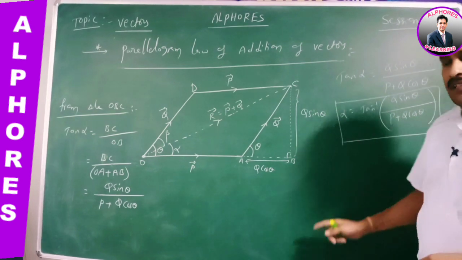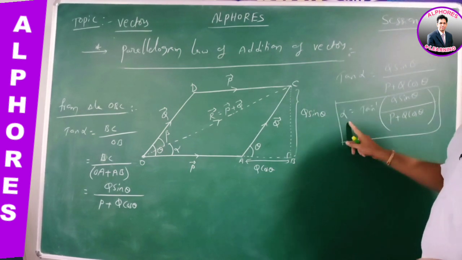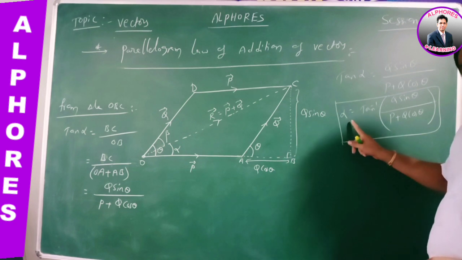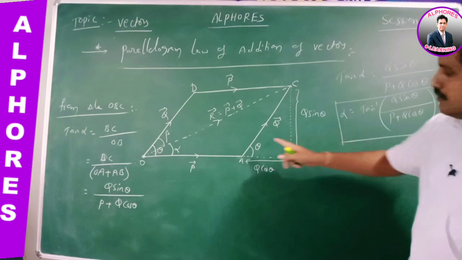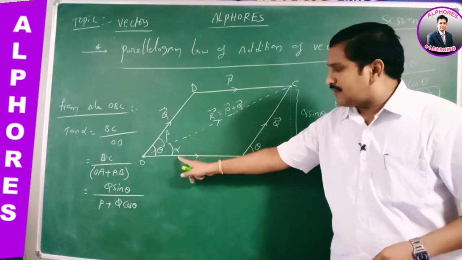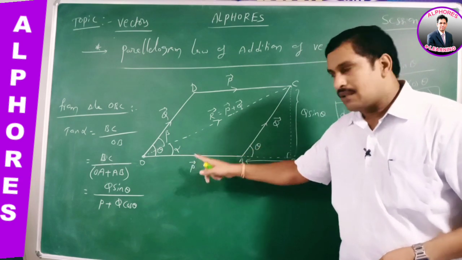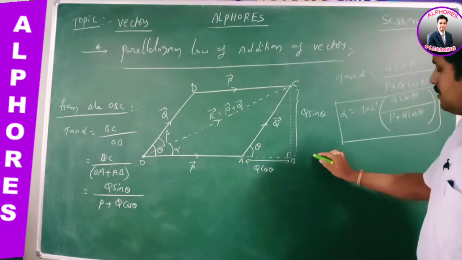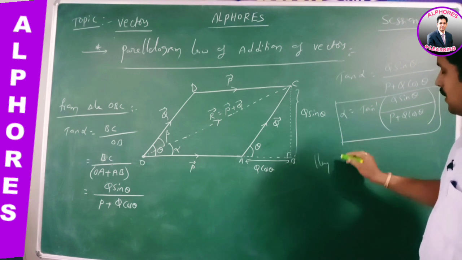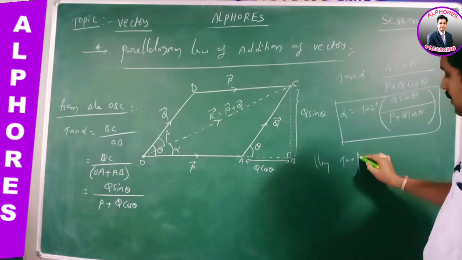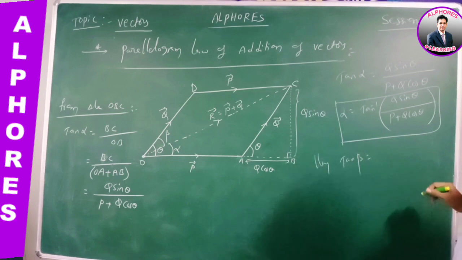So this is the actual method to find the direction of resultant vector. Direction of resultant vector alpha. Alpha means the direction of resultant which makes an angle alpha with P bar. Now what about the beta? Again similarly, tan beta is equal to. There is a slight difference in between them.